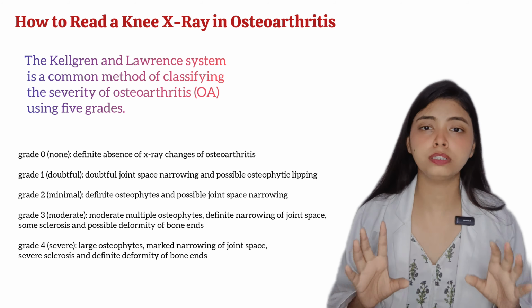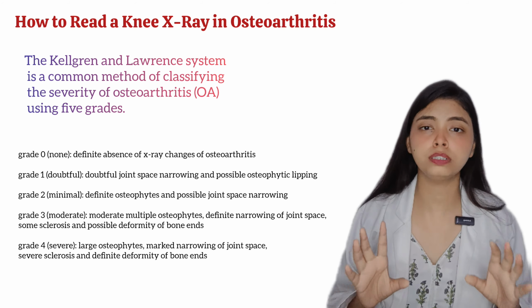Grade 4 is severe, in which there are large osteophytes, marked change in joint space, so much joint space narrowing, multiple large sclerosis, bony deformities in the joints, and maybe there is malalignment. Now let's have a look at real X-rays or real cases to find these classical features and diagnose knee osteoarthritis based on the X-ray presentation.